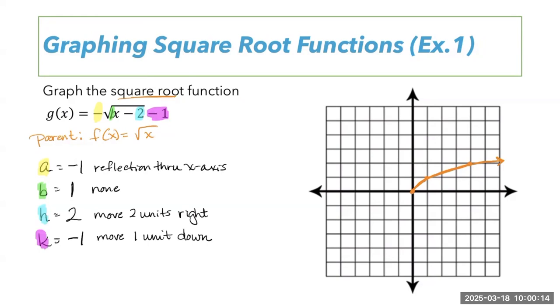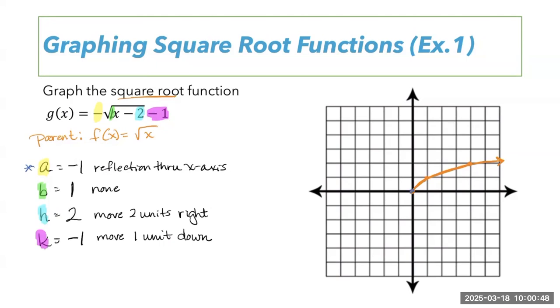Now, when you actually go to start doing these transformations on your parent function, I highly recommend you go in alphabetical order. You work with the A and the B values first to do any reflections or any stretching or shrinking, and then work with H and K to move your graph around. So let's do that. I'm going to start with my A value of -1, which means I'm going to reflect all of the points on my original parent function through the x-axis.